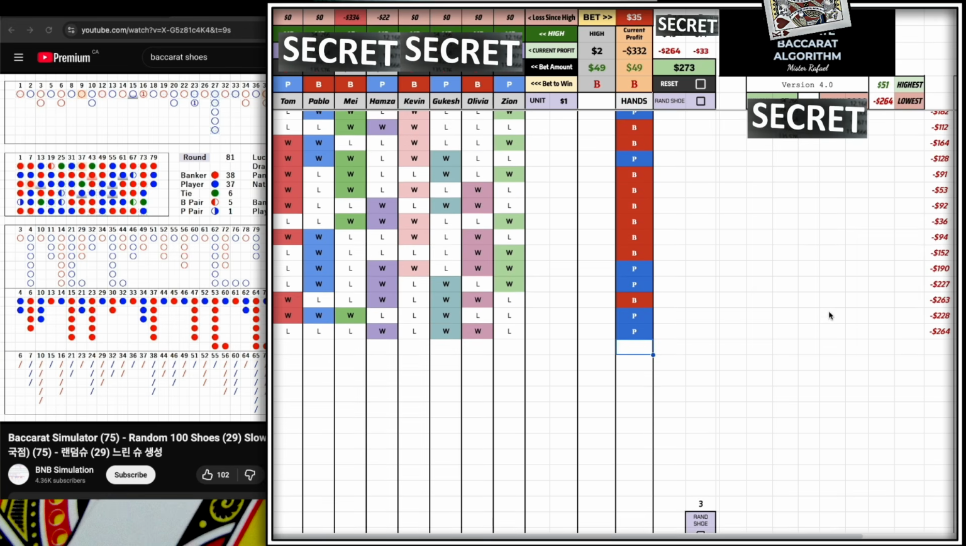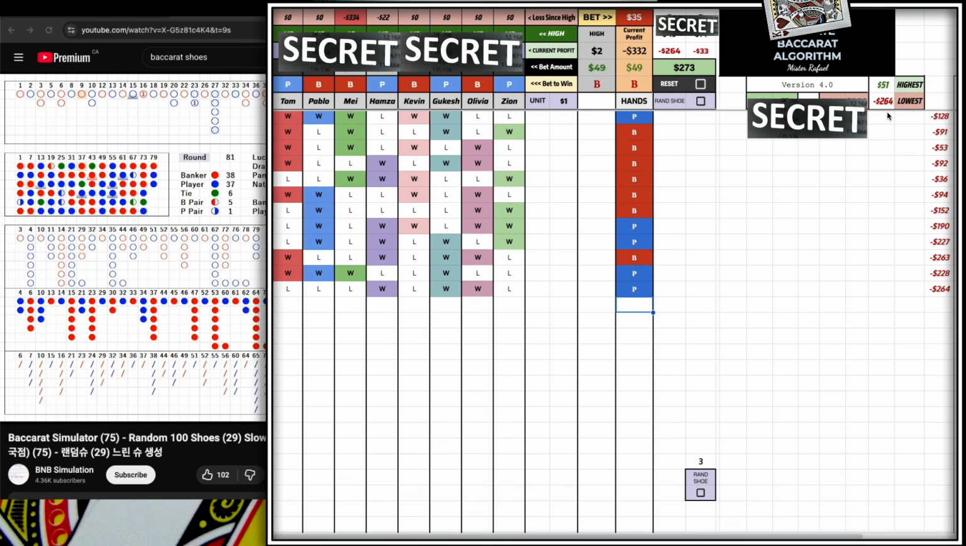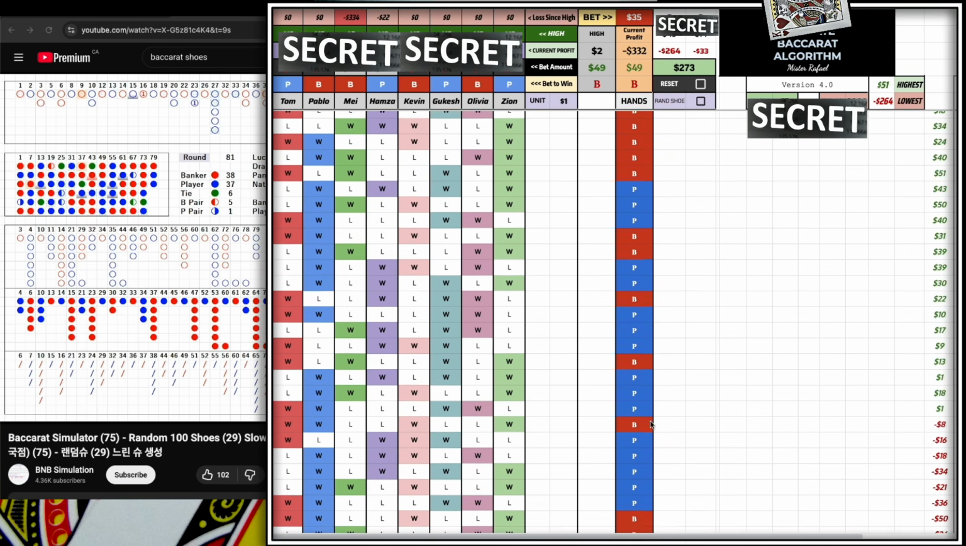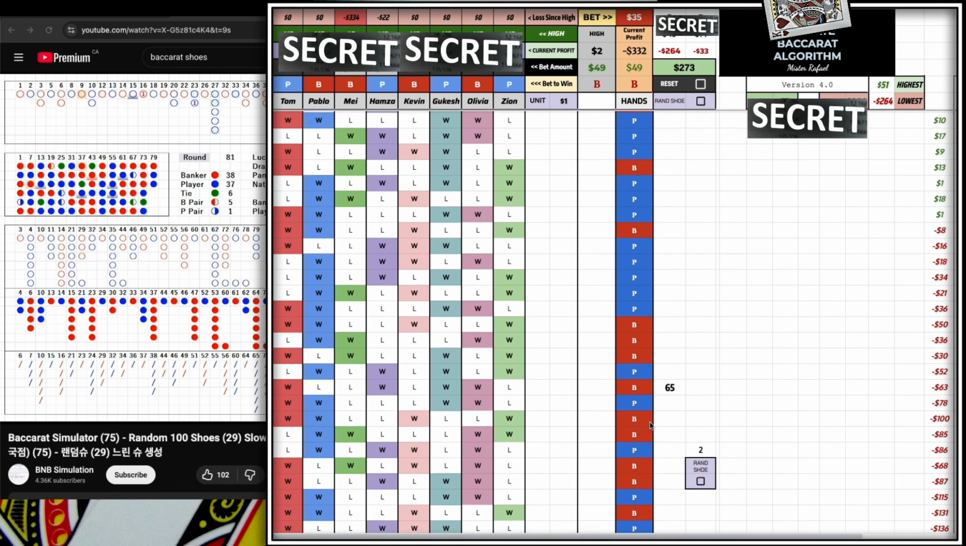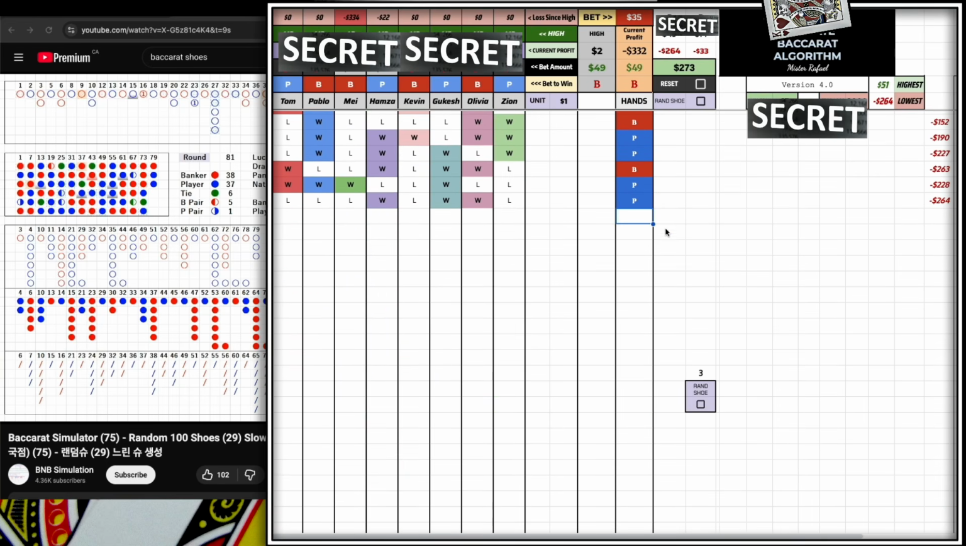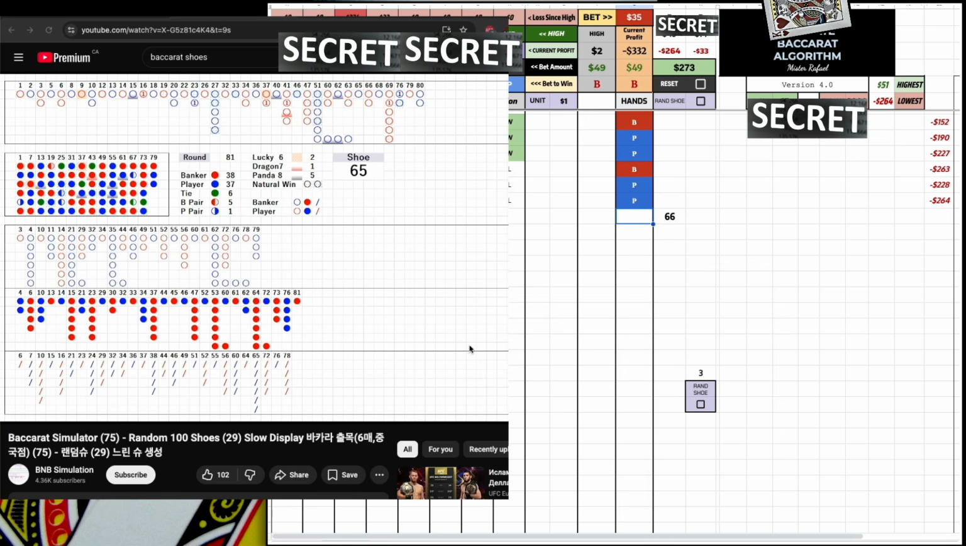Okay, we went down actually for this shoe. So biggest drawdown at minus 264, currently sitting at minus 264. Next bet being a $35 bet on Banker. All right, so let me just see something. All right, so this was the second shoe. We're going to need a third shoe, obviously. So shoe 66, we'll start that from here.